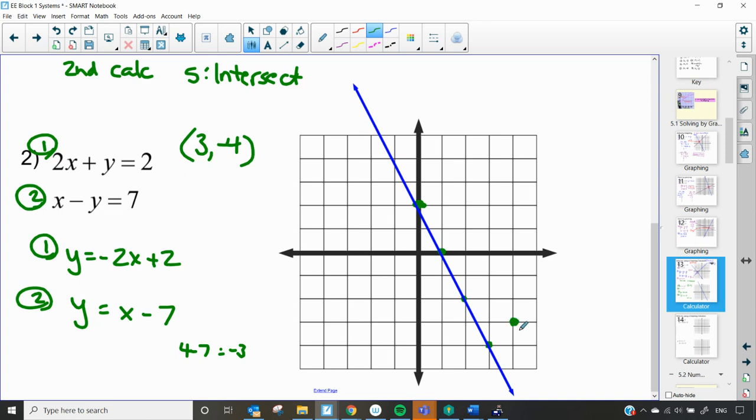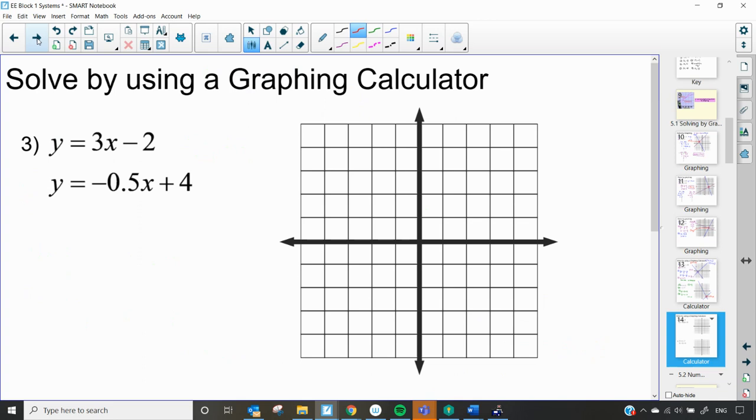And from there, I can count my slope again. Up 1, right 1, or down 1, left 1. And so I can draw this line. And my intersection point happens right here at 3 comma negative 4. So that just verifies what I did on my calculator. All right, we're going to try a couple more examples.